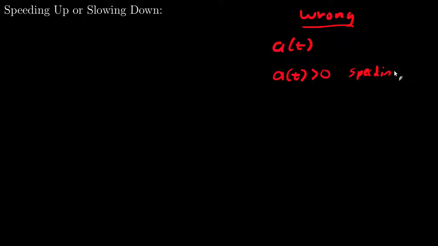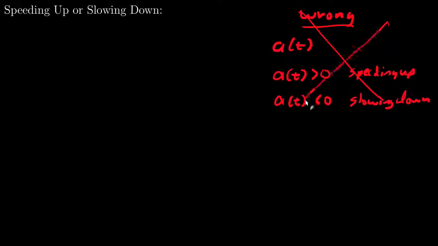Now, on to a question that happens on a lot of AP tests, and that is: is something speeding up or slowing down? And first, let me put what's wrong to do. I see this way too often. So the wrong thing is to find a of t, and then say if a of t is greater than 0, it's speeding up. And if a of t is less than 0, it's slowing down. And this is not correct.